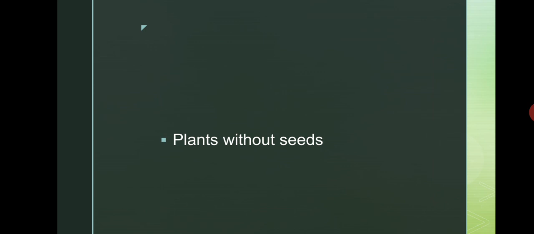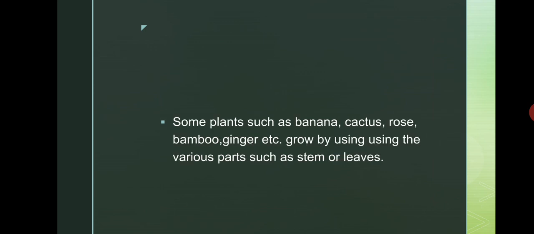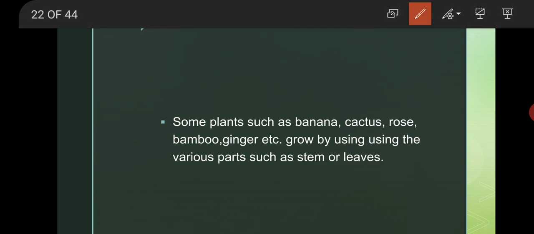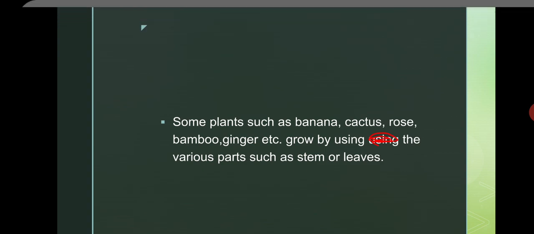So how do new plants develop from these plants? There are different steps. New plants can be developed from the roots, stems and leaves. Now read. Some plants such as banana, cactus, rose, bamboo, ginger, etc. grow by using various parts such as stem or leaves.